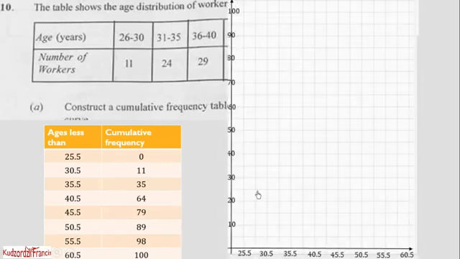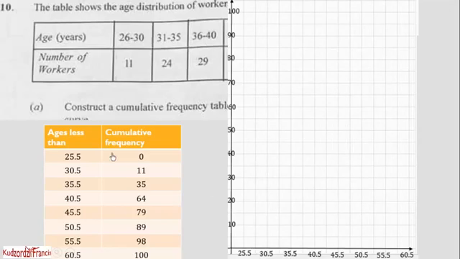So when we do that, this is our graph. So we are using 2 centimeters to 10 units on the vertical axis, and we are using the ages less than on the horizontal axis. So we have this on the vertical axis and this on the horizontal axis.